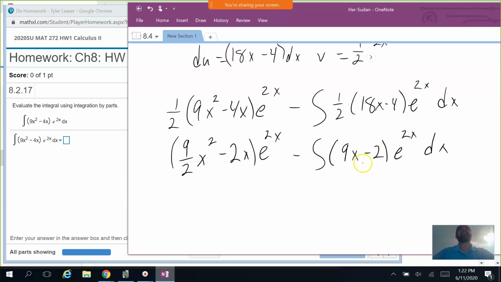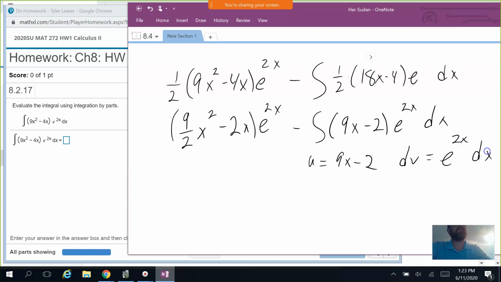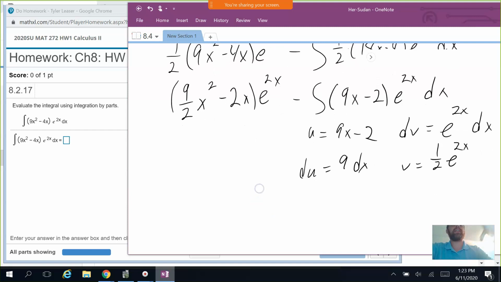This is still not something that we can solve with any other method except for integration by parts, which means that we are going to have to do integration by parts again. So we're going to define a u and a dv. Again, I'm going to let my u be that polynomial, the 9x minus 2. The dv will be the e to the 2x dx. So then du is just going to be 9 dx, and v again is going to be 1/2 e to the 2x. All right, be very careful of plugging that back in.